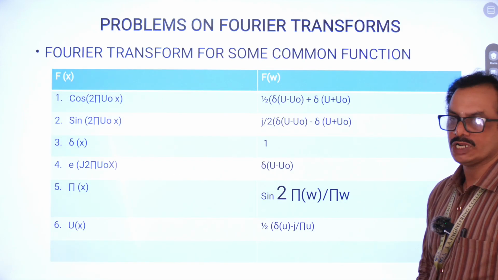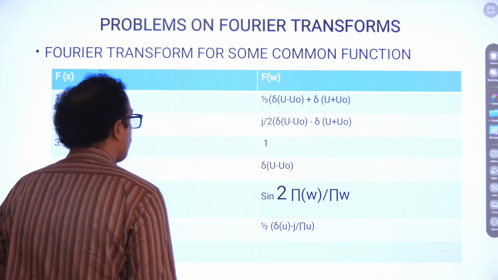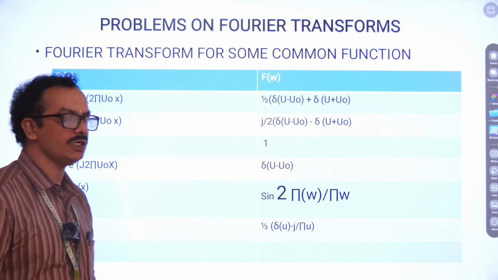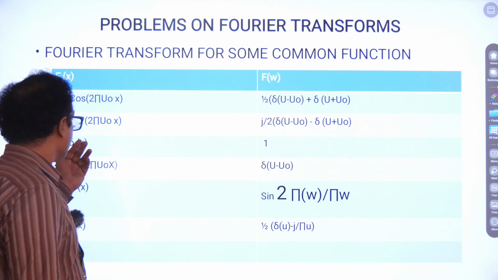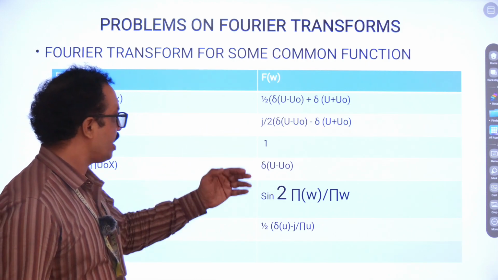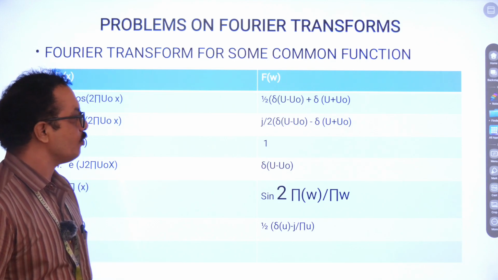Some of the Fourier transforms of common functions are given here. When I take cos 2 pi u naught x, the Fourier transform will be half of delta of u minus u naught plus delta of u plus u naught. Whereas when I take the Fourier transform of sin 2 pi u naught x, I get the answer as j by 2 times delta of u minus u naught minus delta of u plus u naught.